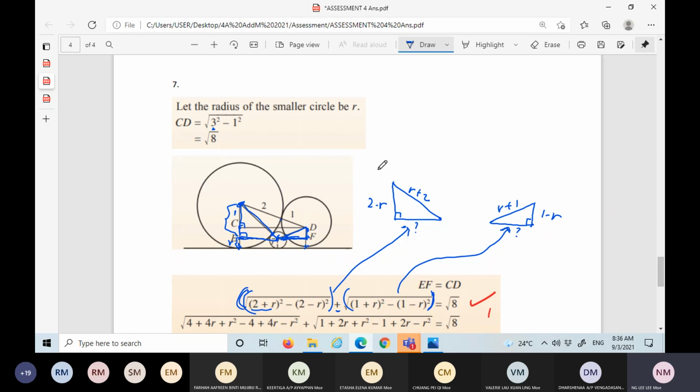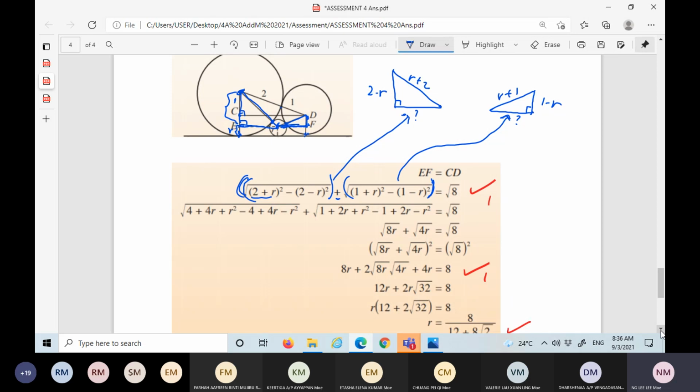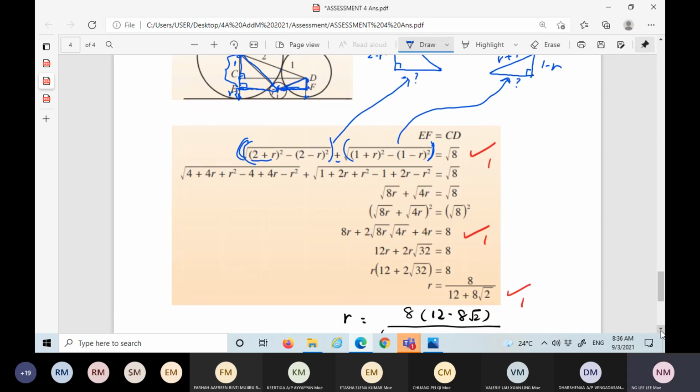If you get the first line correct, then it's 1 mark. Then the working is also not easy. Really, this question is really challenging. In the working here, you need to do the expansion. If you make a small tiny mistake, everything is gone. Here also same thing, you need the expansion.